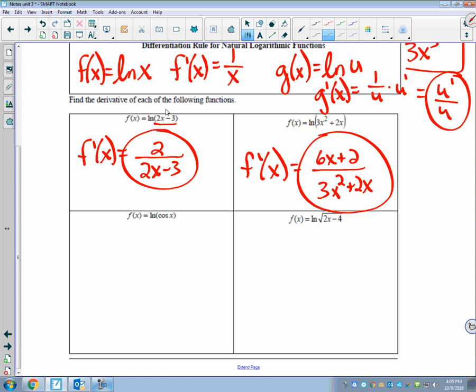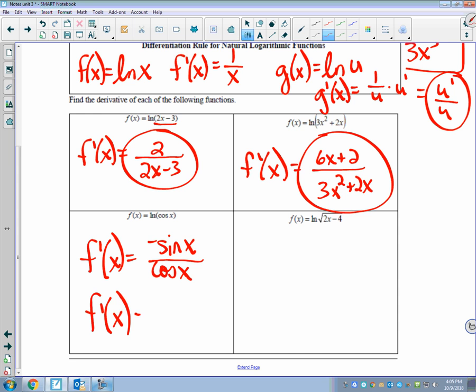But then what if they give you like ln of cosine? That's exciting. Still, same idea. The denominator is just the inside function, which is cosine, but the numerator is the derivative of cosine, which is negative sine. And then I don't want you to leave it as negative sine over cosine because sine over cosine is just tangent. So the answer here is really negative tangent. How fantastic is that?